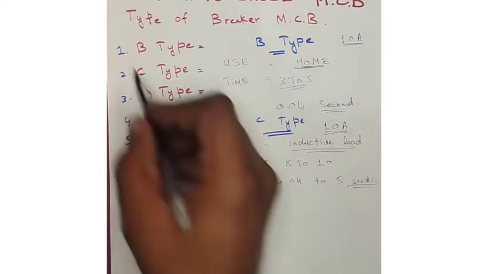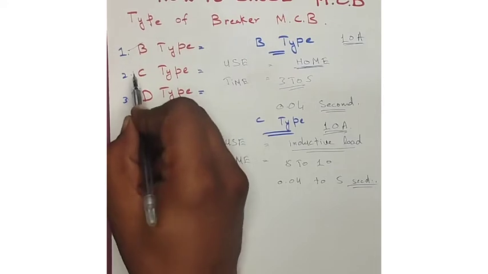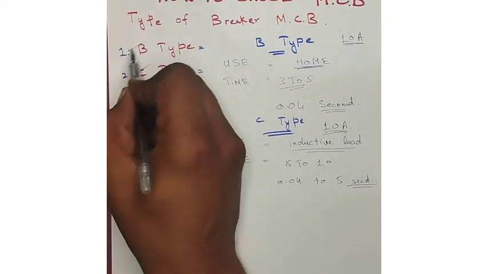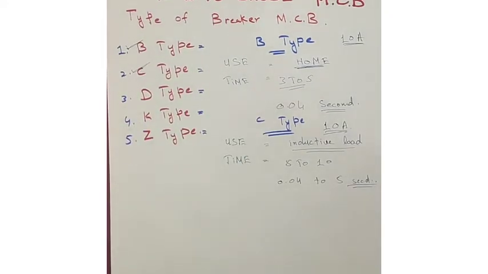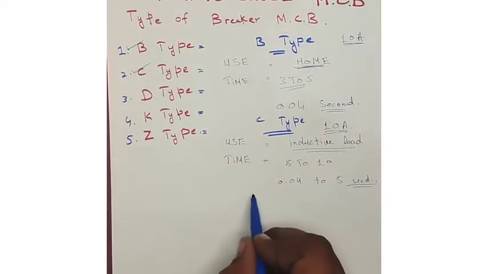So guys, I hope you understand B type and C type breakers very clearly. Now friends, we come to the third class of breaker. This is called D type.